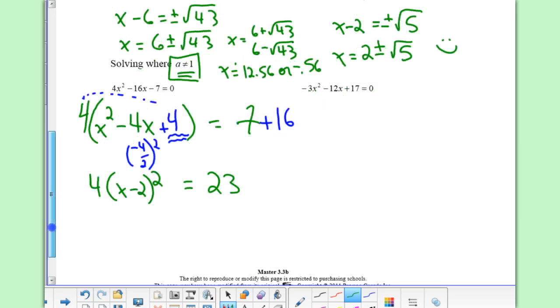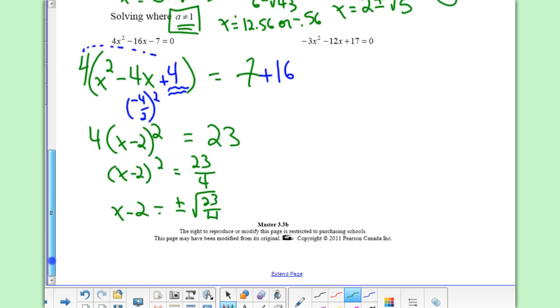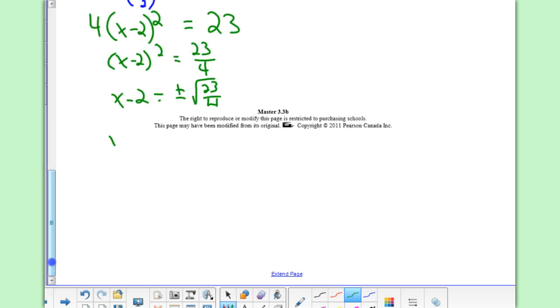That means now I solve it like we were before. x minus 2 squared is equal to 23 over 4. My square root theorem, I get plus or minus the square root of 23 over 4. And I'm going to continue down here, and x equals 2 plus or minus the square root of 23 over 4.